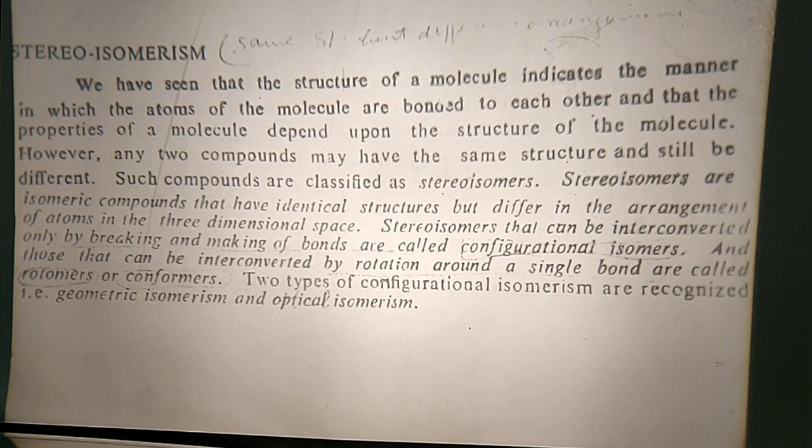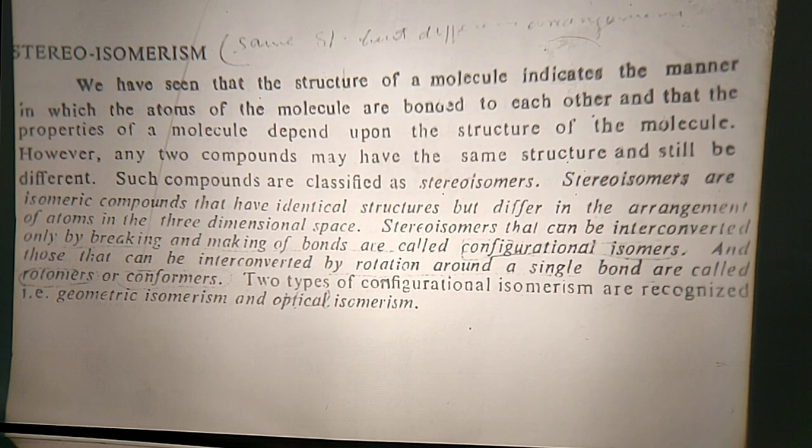Now you can understand configurational. What do you mean by configurational? I did talk to you that it is being formed by breaking and making of the bond around the carbon. They are further subdivided into geometric isomers and optical isomers. We are mostly restrict our studies towards optical isomers.